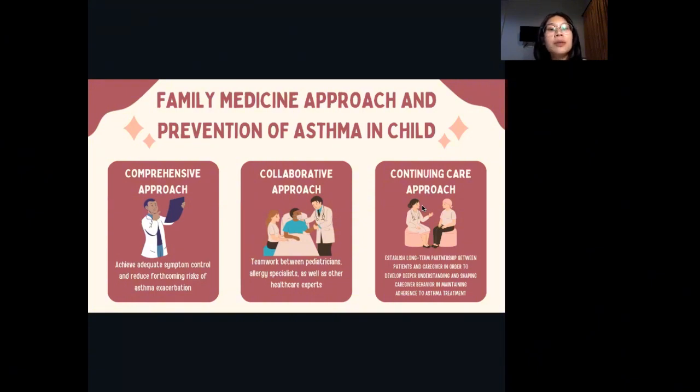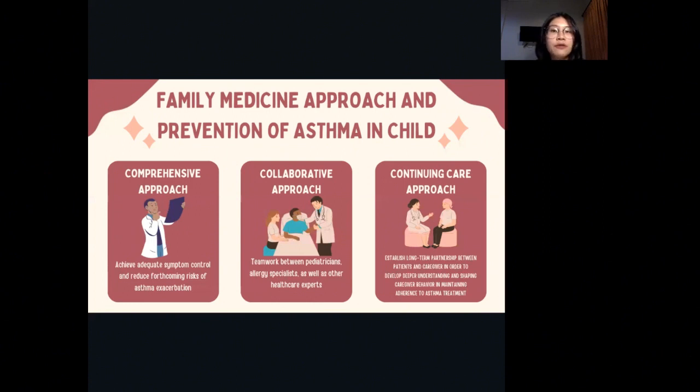And the family medicine approach is divided into 3, which is the comprehensive approach, the collaborative approach, and also the continuing care approach. Today I'll be explaining about the comprehensive approach. So it is very imperative that the goal of the comprehensive approach itself is to achieve adequate symptom control and reduce forthcoming risks of asthma exacerbation. This is done through several steps. The first one is diagnosis, and then treatment and management, and then lastly, patient and caregiver education.